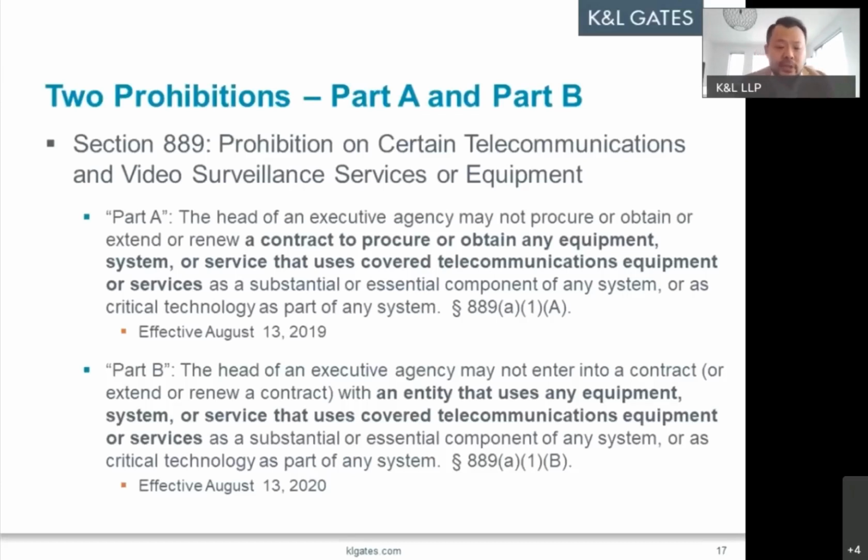Part B is a bit newer. This came out about a year after. It was effective August 13, 2020. And this one says that if you're going to be a federal contractor with any agency, you are not to use any covered telecom equipment or services. Next slide, please.